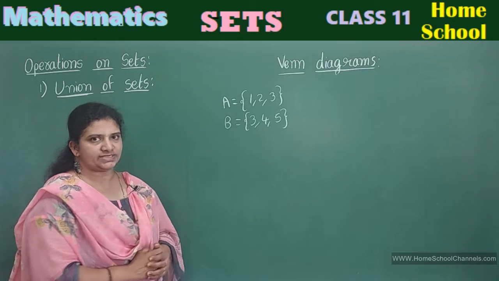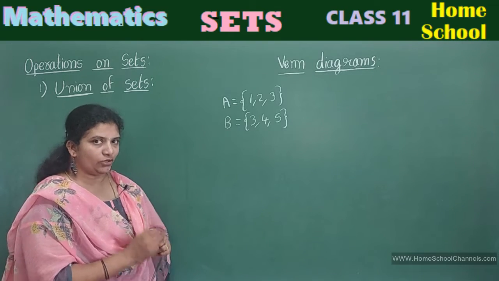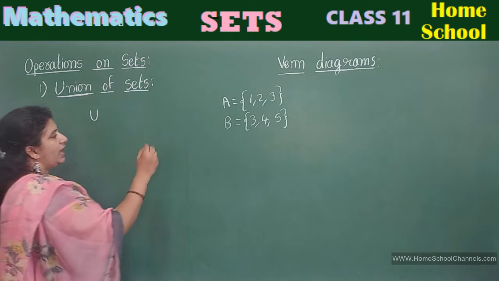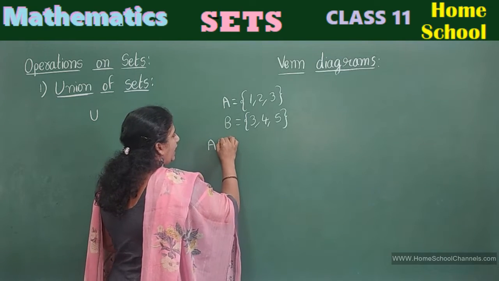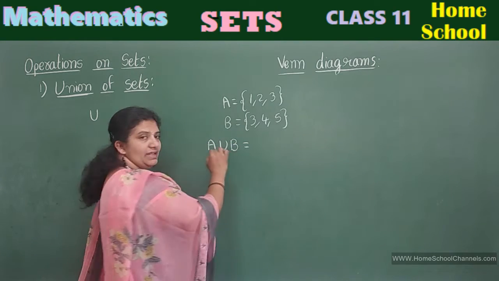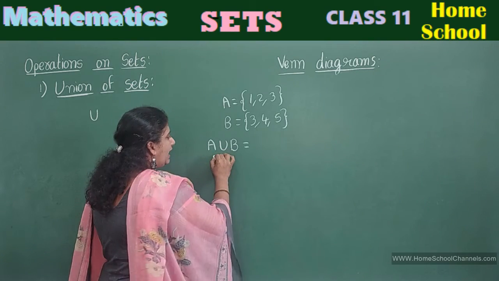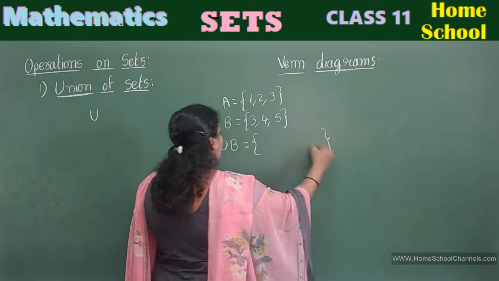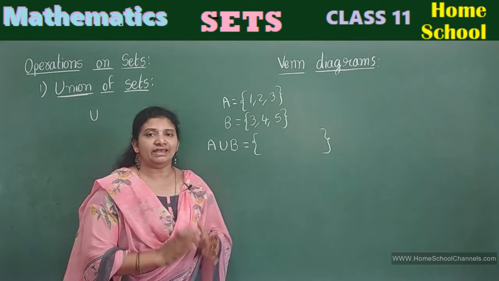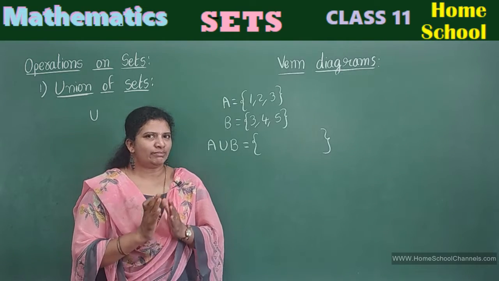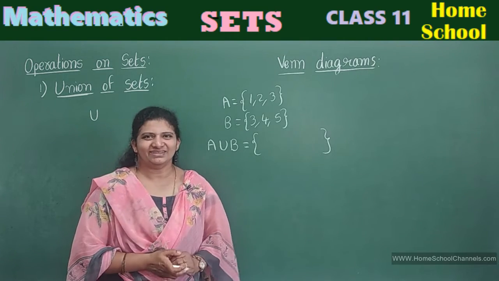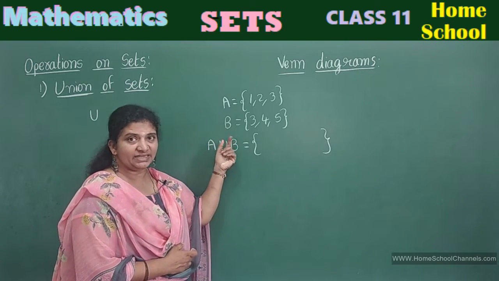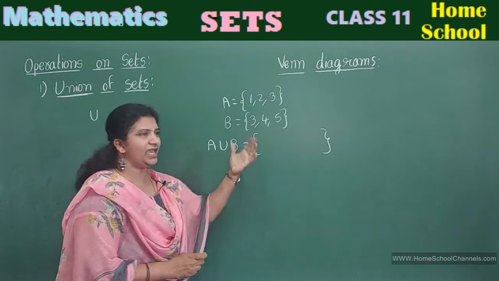Union of these two sets. Union is usually denoted by the symbol U. A union B. This is usually read as A union B. Before writing the answer, it is easy to understand union. You remember a word: combine. Union means combine. A set and B set combinedly, write the elements in A union B.